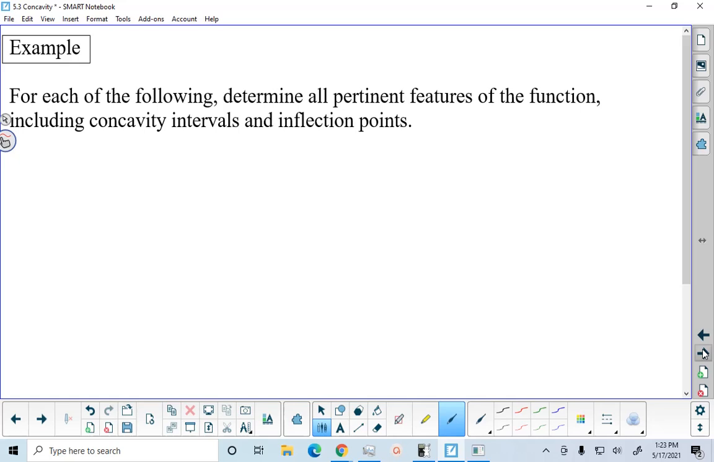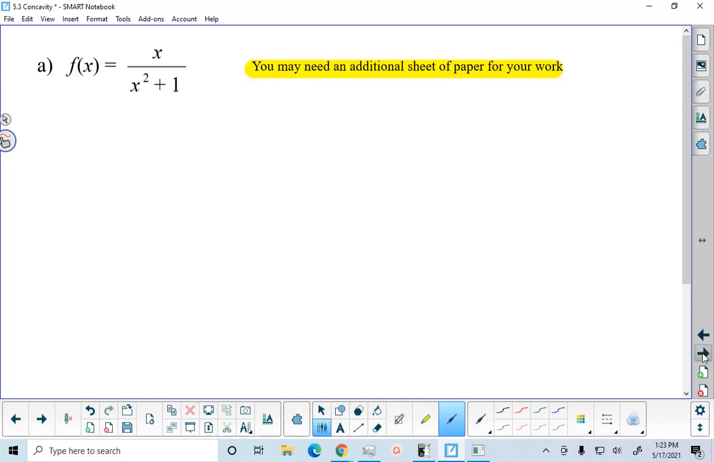All right. So for each of the following, determine all pertinent features of the function, including the new stuff today. And you may need an additional sheet of paper for your work depending on how you organize it or how big you write. So we have a function f of x equals x over x squared plus 1. Let's determine the symmetry first.